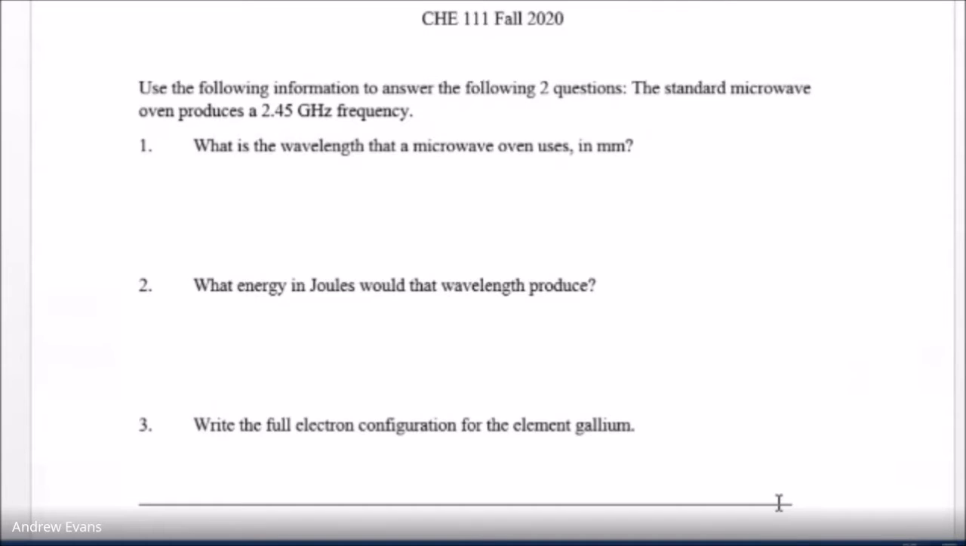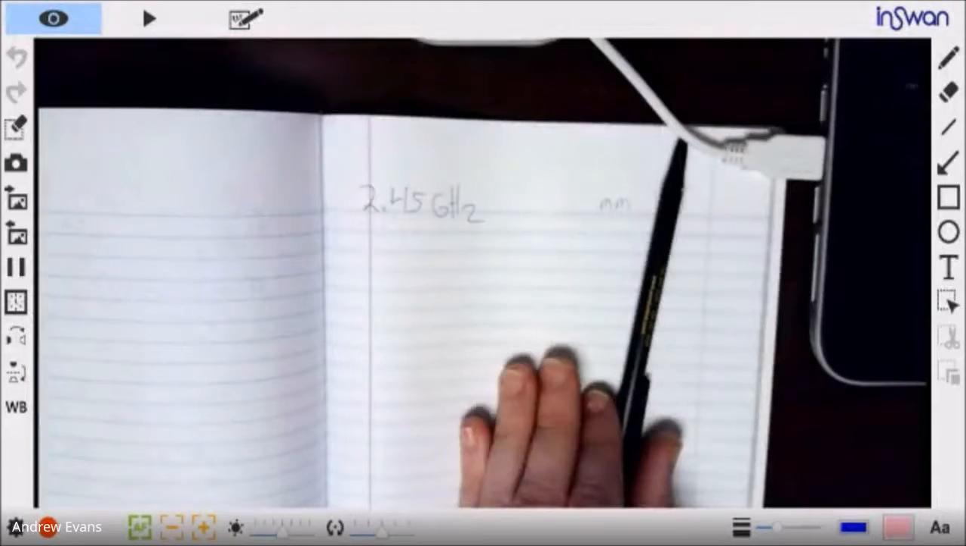A standard microwave oven produces a 2.45 gigahertz frequency. Please note, 1 hertz is equal to 1 inverse second. The first question asked is, what is the wavelength in millimeters? And then what is the energy in joules? So to do that, we're going to go to the doc cam.